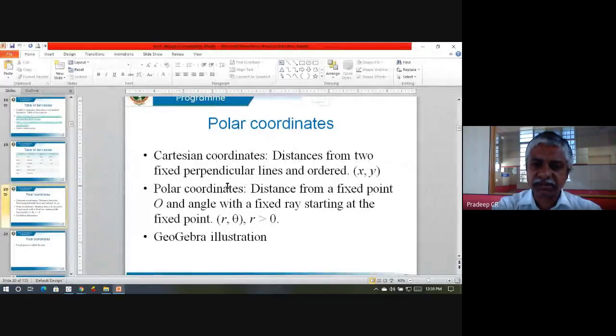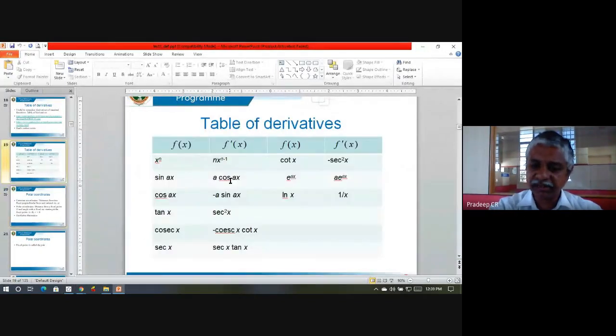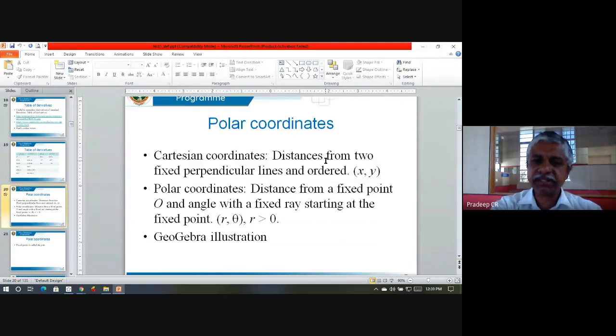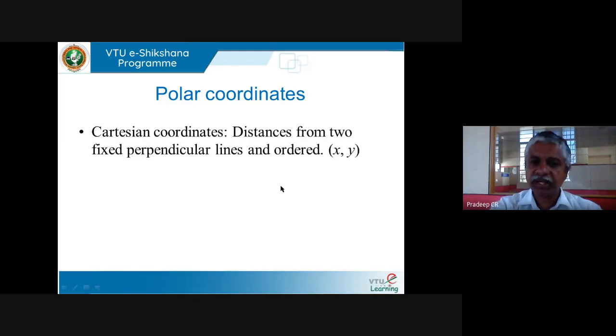This is what Cartesian coordinates mean: distances from two fixed perpendicular lines, and ordered. This I have explained to you just now. The x-coordinate of a point is the distance from the y-axis, and the y-coordinate is the distance from the x-axis. And I always write in this order. I can't change it. I write distance from the y-axis first and then distance from the x-axis.